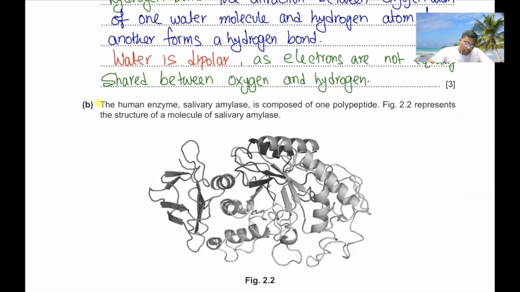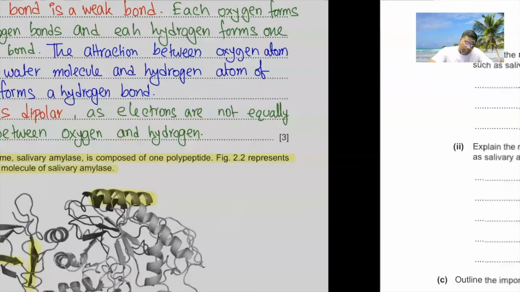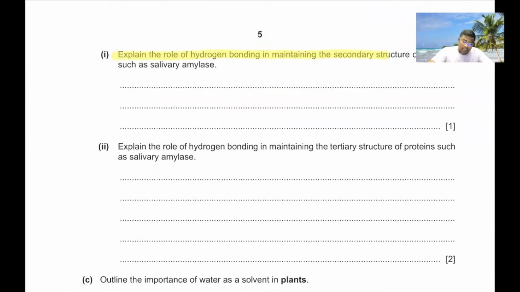Part B. The human enzyme salivary amylase is composed of one polypeptide. Figure 2.2 represents the structure of a molecule of salivary amylase. We can see alpha helices and beta pleated sheets present. Explain the role of hydrogen bonding in maintaining the secondary structure of proteins such as salivary amylase. We know hydrogen bonds maintain alpha helices and beta pleated sheets.